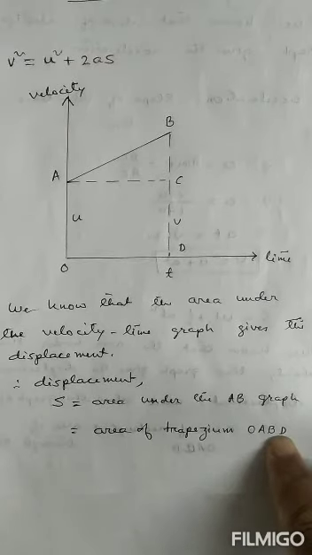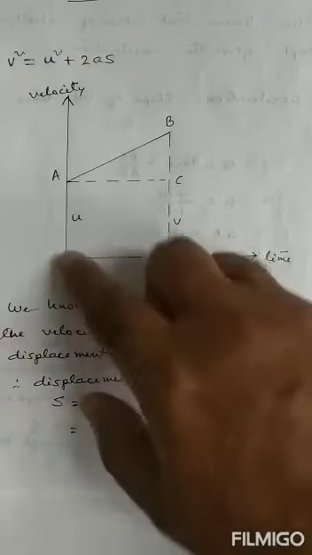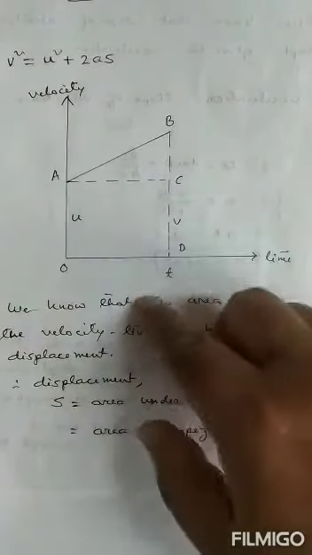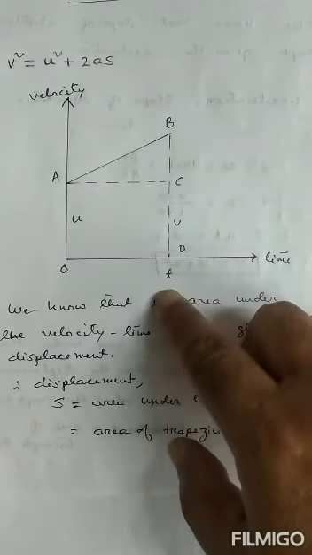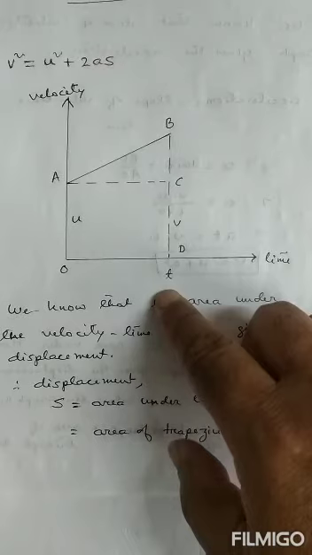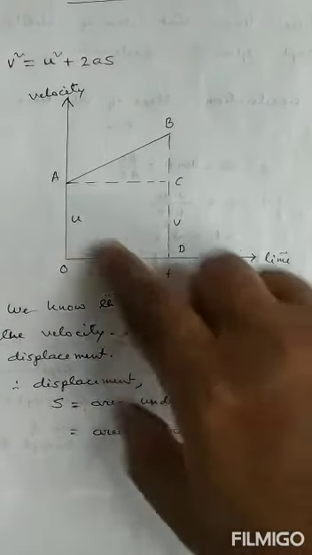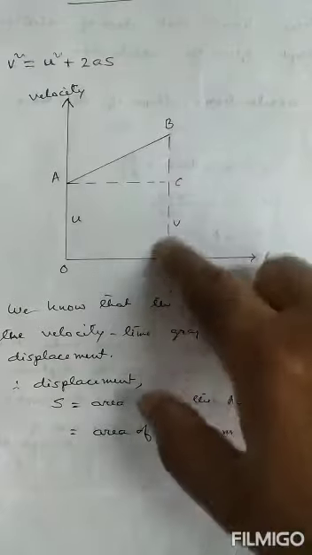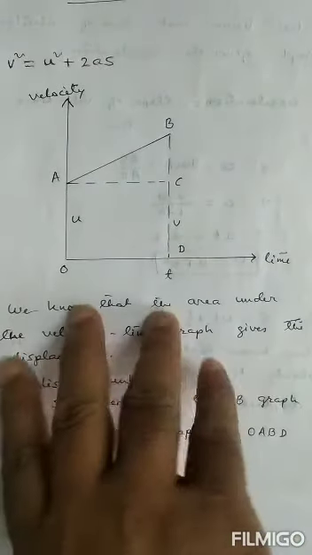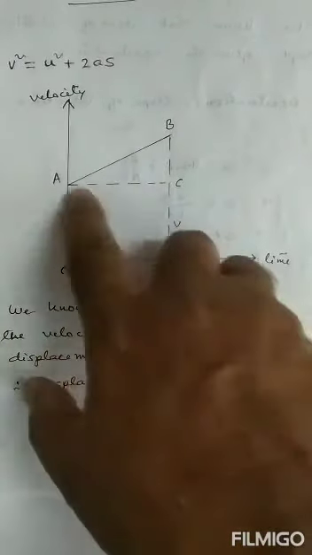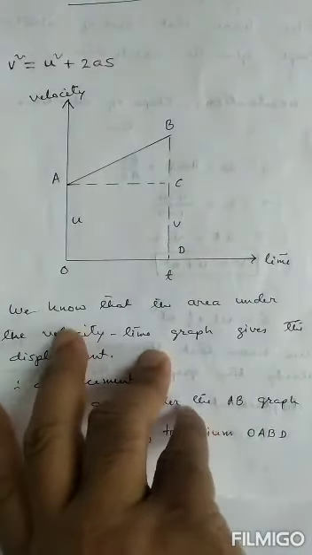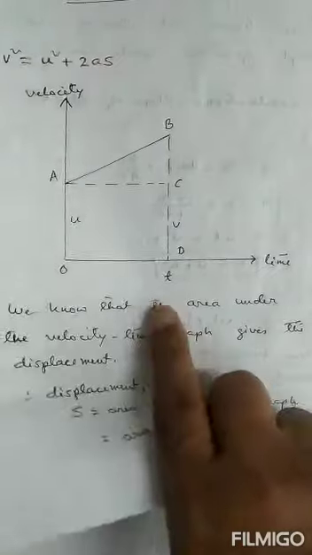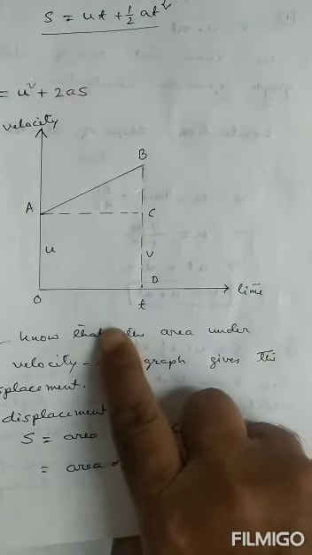Half into the sum of two parallel sides. What are the parallel sides? OA is one parallel side and BD is the other parallel side. The area of a trapezium is half into the sum of two parallel sides, multiplied by the distance between the two parallel sides.